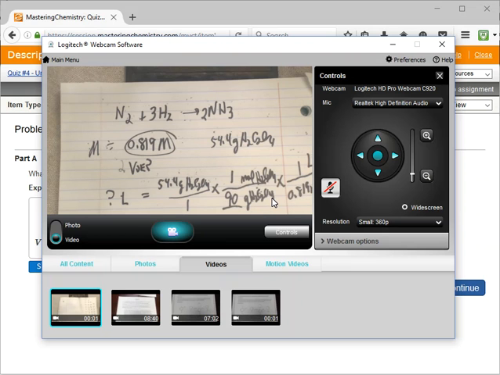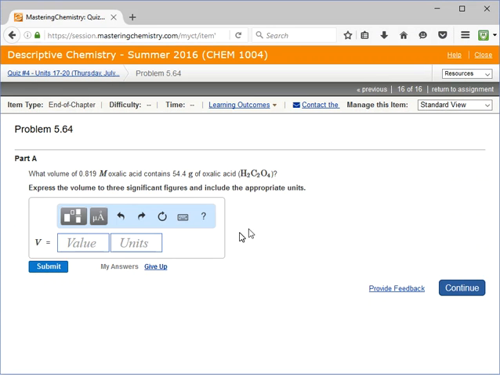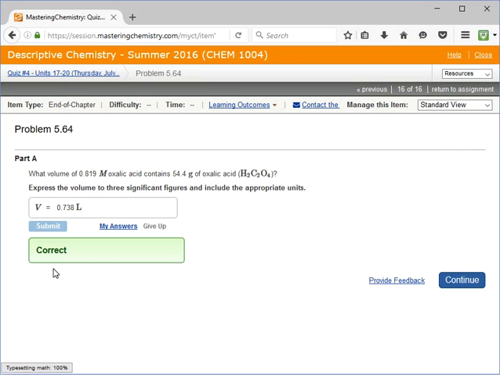On the calculator, I'm going to take 54.4, divide it by 90, and divide it by 0.819. I get like 0.738. And so if I put that in as liters, 0.738 is my answer. And when you put them in here, put in 0.738, and over here put in units of liters, just a capital L like that. I did it kind of in a hurry and I hopefully got it correct.